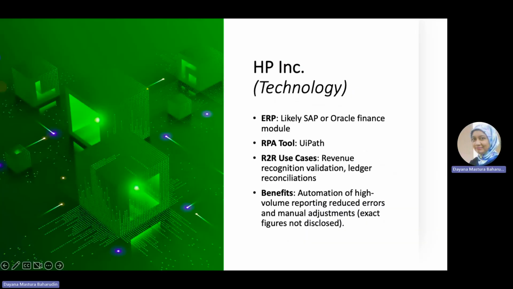HP. Okay. The ERP would be SAP or Oracle Finance Module. RPA tool: UiPath. R2R use cases: revenue recognition validation, ledger reconciliations. Benefits: automation of high-volume reporting, reduced errors and manual adjustments.